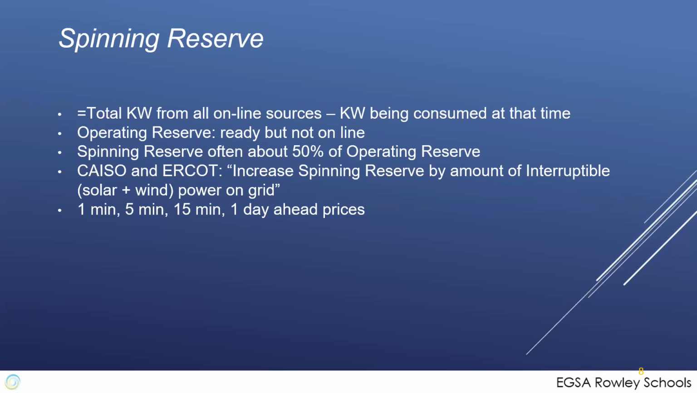And why is this important? There's so much interruptible power, inverter fed generation, being put on the grid today that we're starting to see regulatory agencies like California's ISO and Texas ERCOT coming back saying, if you're going to put power on the grid, you need to have spinning reserve available to offset any power you put on the grid. So we're seeing changes in the grid today, and it's important.